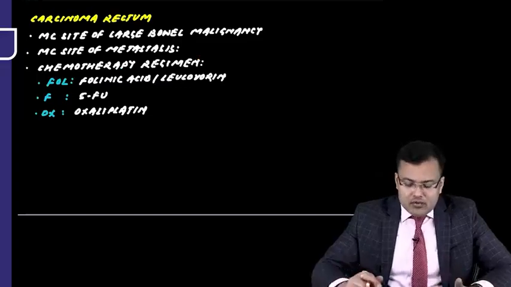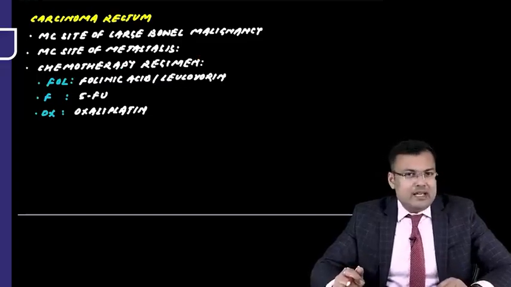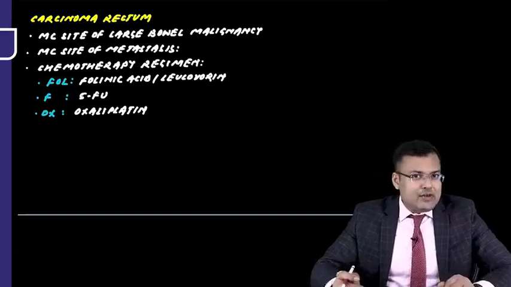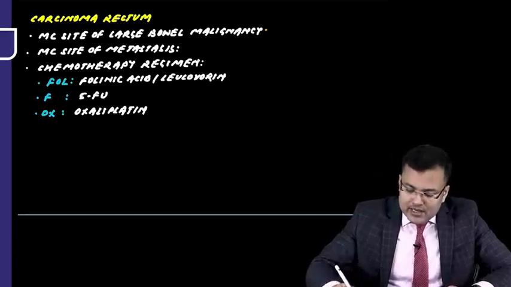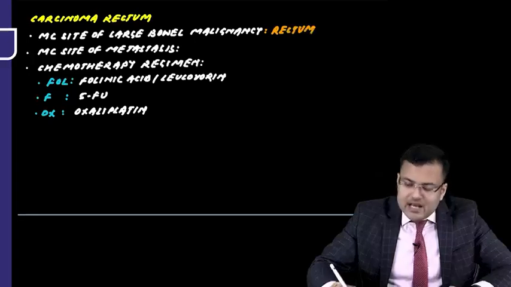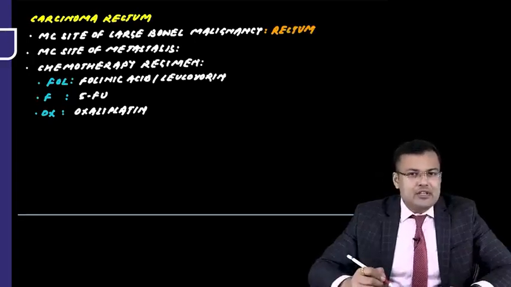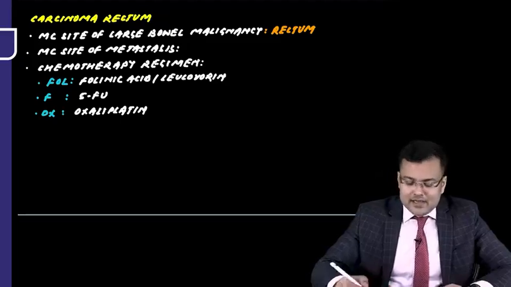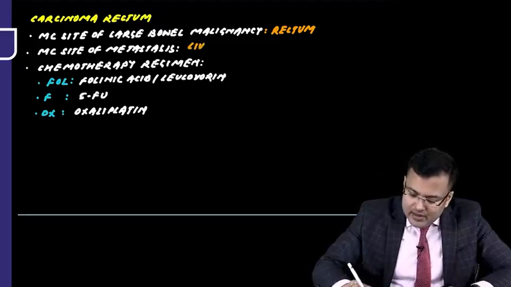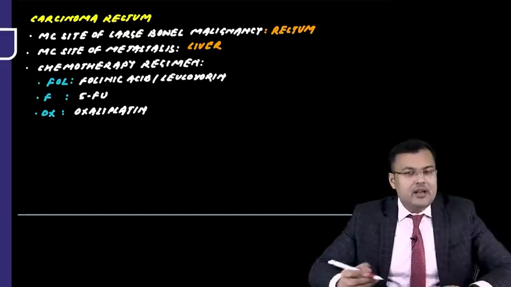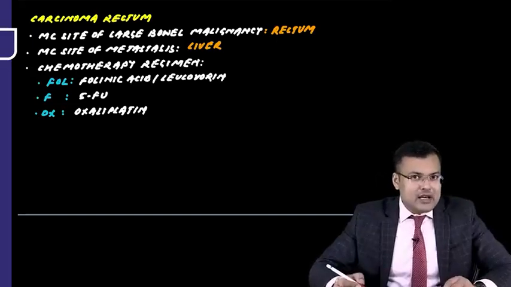Carcinoma rectum, it's very, very important. First question, see, what is the most common site of large bowel malignancy? And that is rectum followed by sigmoid. So the most common site, it is rectum. You know that in GI malignancies having hematogenous spread, what is the most common site of metastasis? It is liver.